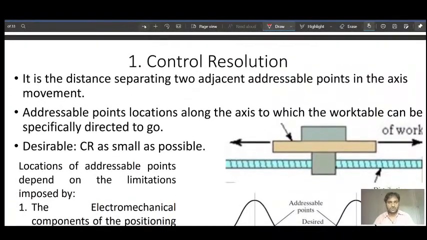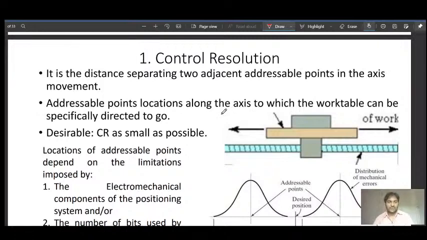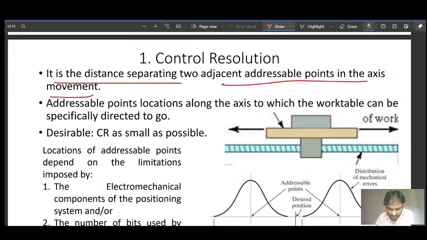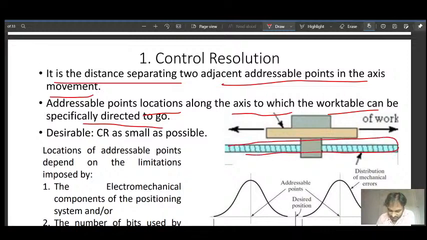So control resolution, as you can see, it is the distance separating two adjacent addressable points in the axial movement or axis movement, and addressable points are locations along the axis to which the work table can be directed to go. So as you can see, this is our lead screw, and we have directed that table should be positioned. Let me zoom a bit.